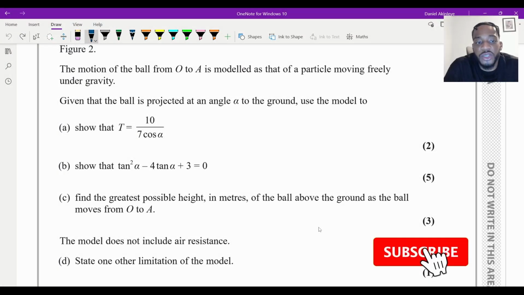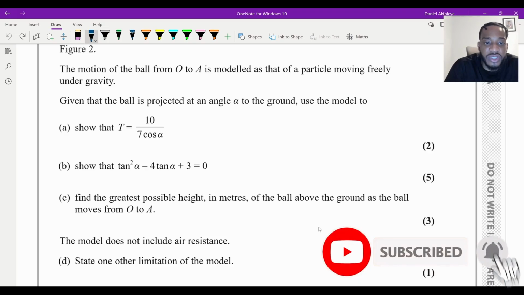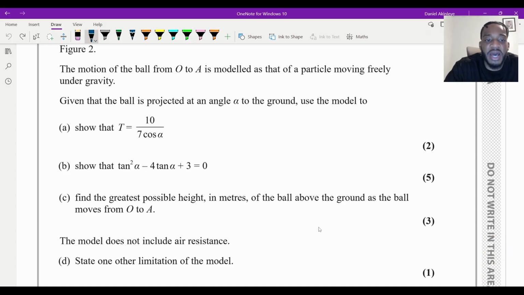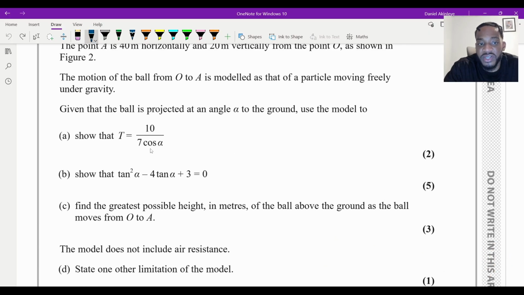Okay, so part B says show that tan squared alpha minus 4 tan alpha plus 3 is equal to 0 for 5 marks. Okay, so this isn't too bad, right? So remember what we did in part A. We showed that t is equal to 10 over 7 cos alpha, right?